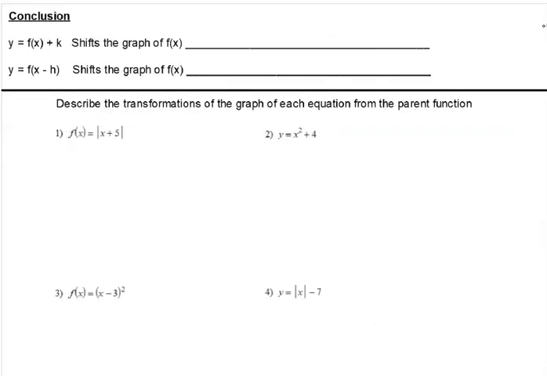In conclusion then, adding a value to the outside or to the end of your equation is going to shift your graph vertically by k units. If k is positive, we go up, negative, we go down. Now here, this is saying that we are subtracting h, or we have the opposite of our h value, and it's inside with the input with your x value. That h value is going to shift your graph horizontally h units.